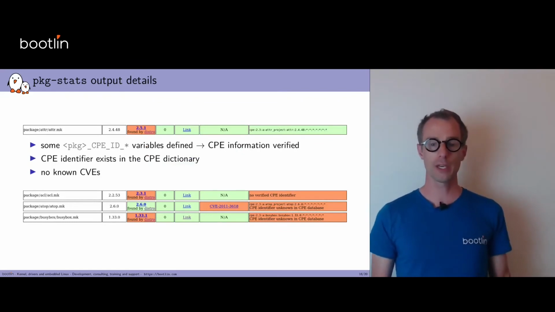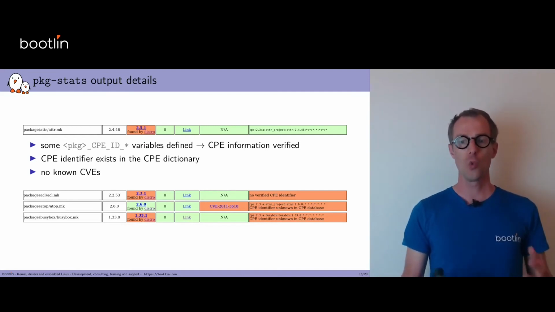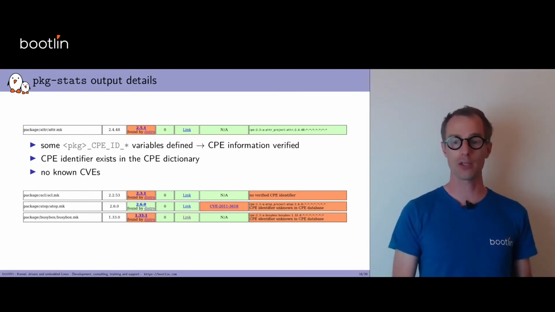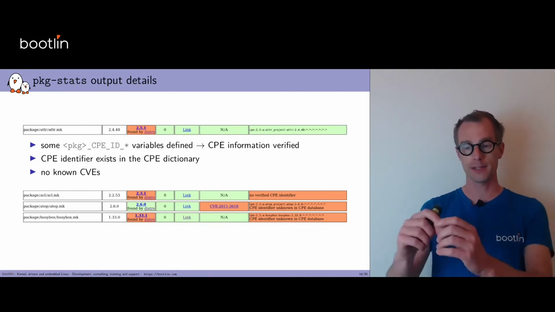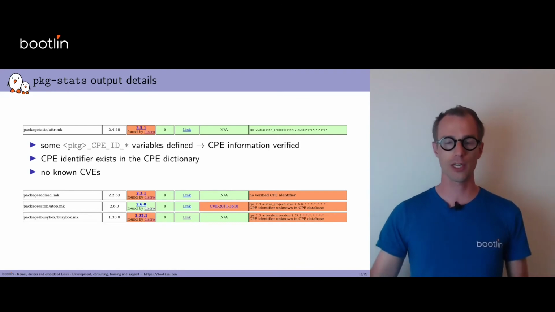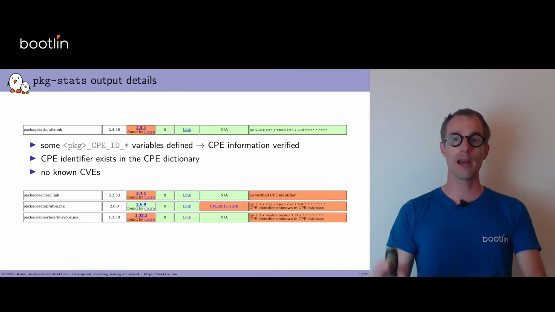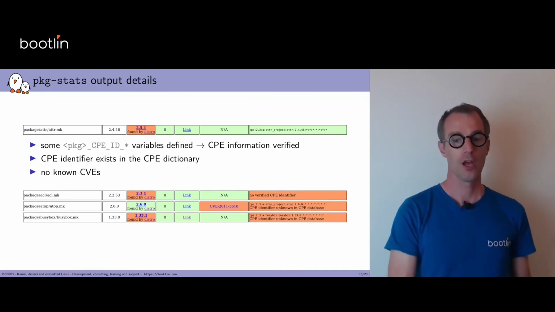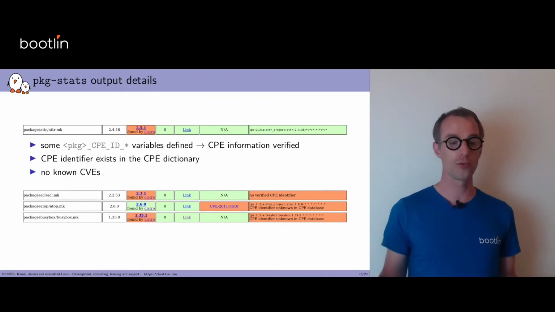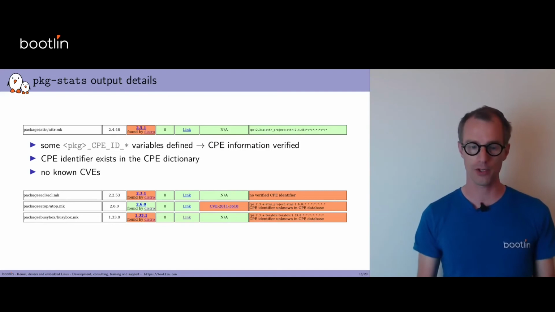So for ATTR, we can see that for this package, we have some CPE ID variables defined, which means that someone in the Buildroot project has verified that the CPE identifier information in that package is correct. And indeed, this cell is green with cpe:2.3:a:attr_project, etc., which means that not only the CPE information is verified, but also that a match has been found in the CPE dictionary. Also, we can see that the CVE column is N/A, which means there are no known CVEs affecting that particular version of that particular package.